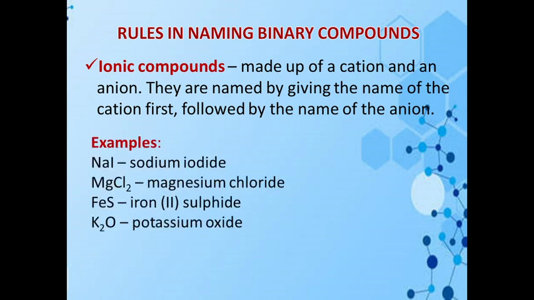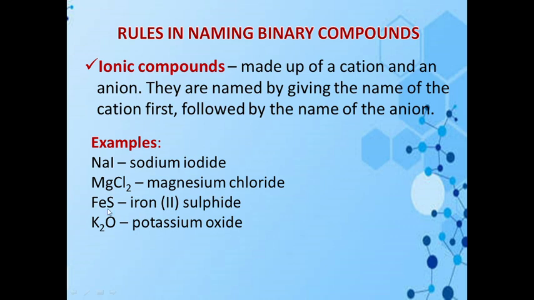For example, we have sodium iodide. The first element is a metal, so its name doesn't change. The second is a non-metal, so it is changed into -ide, so it is an anion. Another example is magnesium chloride. Magnesium is a metal, while chloride is a non-metal, so it is changed into -ide at the end of the name, the suffix -ide.